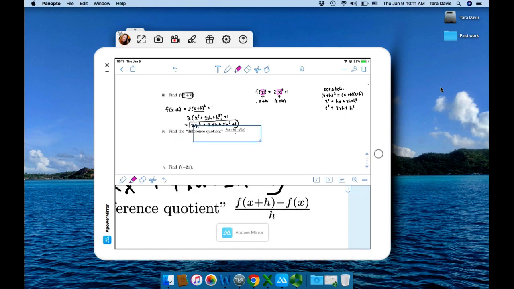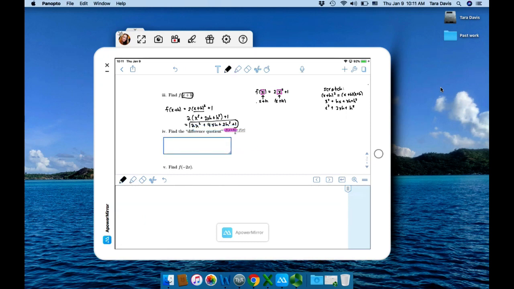Okay, so this is saying that you need to first find f of x plus h, what we found in the previous problem, and then you need to put that into this entire fraction. So if we hadn't found f of x plus h yet, we would have to find it as the first step, but we did already find it, so I can take that value, 2x squared plus 4xh plus 2h squared plus 1. That's f of x plus h, and then I need to minus off f of x.